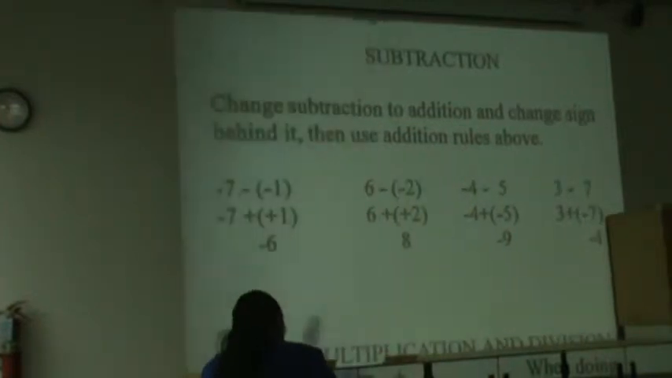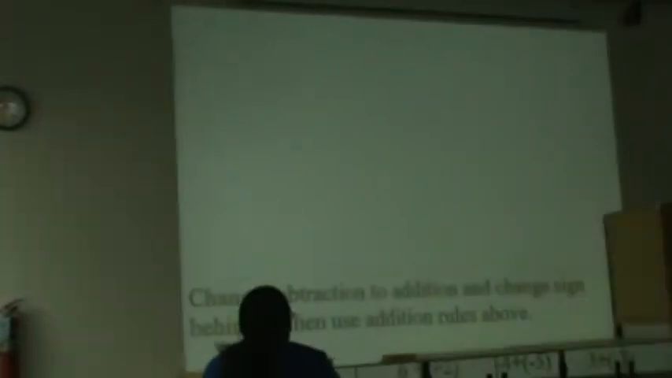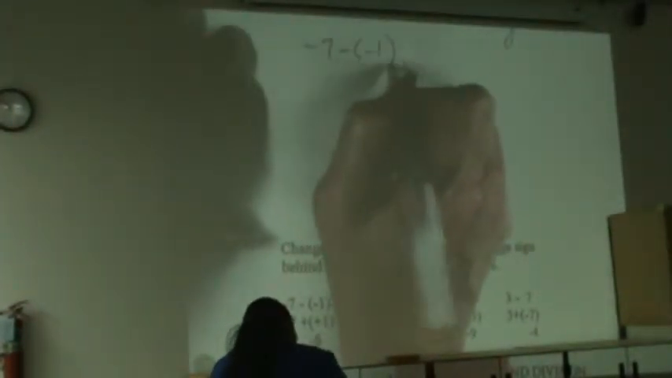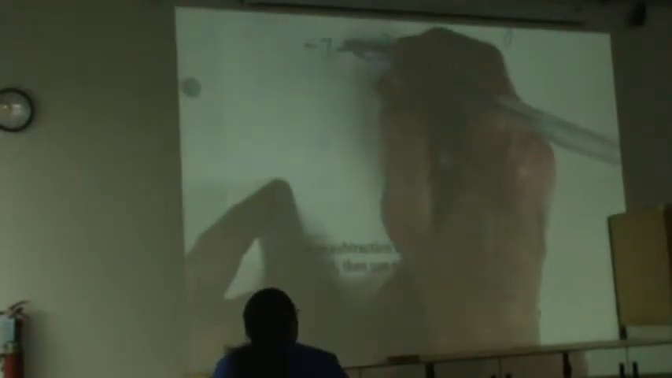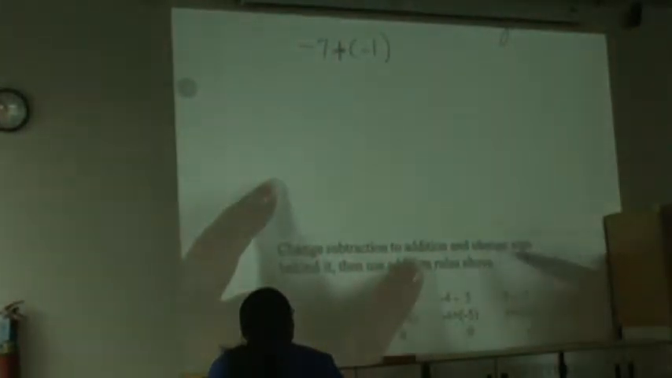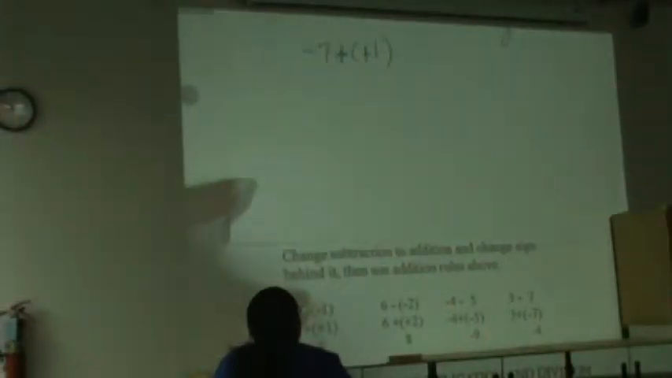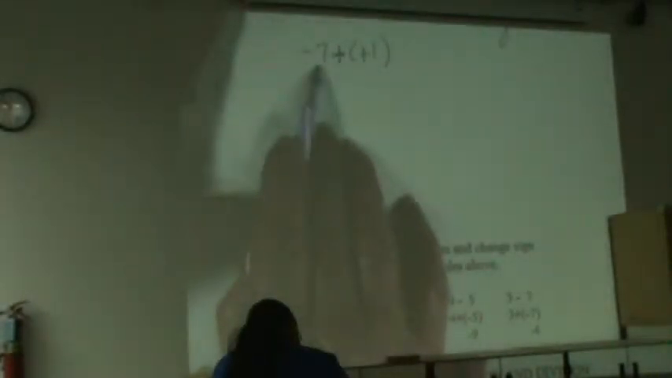That's just a bunch of words unless you know what it means. Okay. So the first example right here, make it a little bit smaller so we can see the rules and what I'm doing. This one right here, -7 minus -1. It says change subtraction to addition. Okay, so this subtract a -1, change subtraction to addition, and change the sign that follows it. Then use the addition rules above. Now you have a -7 plus a +1.